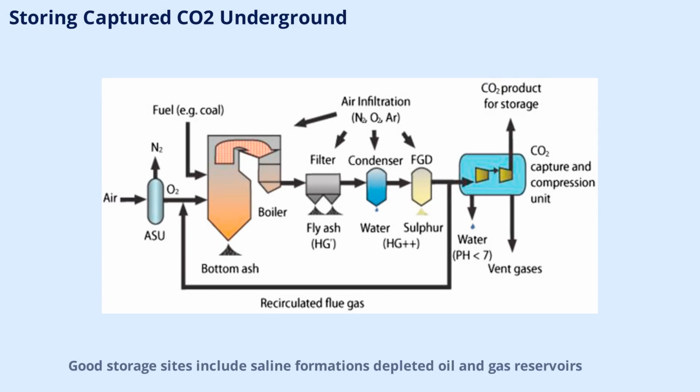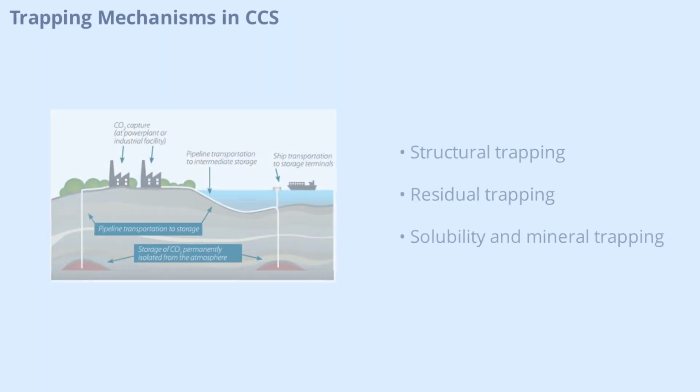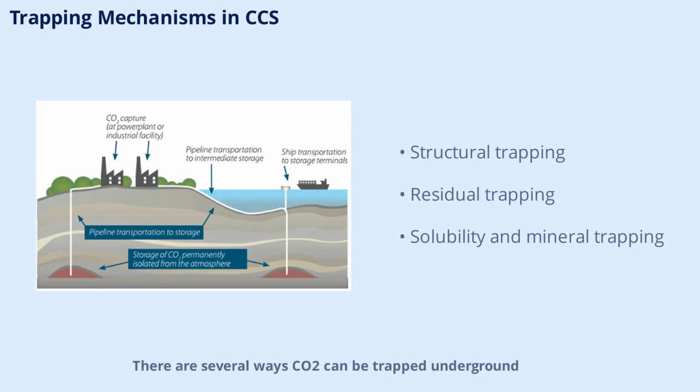Good storage sites include saline formations, depleted oil and gas reservoirs, and unminable coal seams. The goal is to trap CO2 securely, preventing it from leaking back into the atmosphere. This long-term storage is essential for the effectiveness of CCS. There are several ways CO2 can be trapped underground. Structural trapping places CO2 beneath a dome of impermeable rock. Residual trapping locks CO2 in the pore spaces of rocks. Solubility trapping occurs when CO2 dissolves in brine water, while mineral trapping involves chemical reactions that bind CO2 to minerals. Each mechanism adds a layer of security to underground storage.